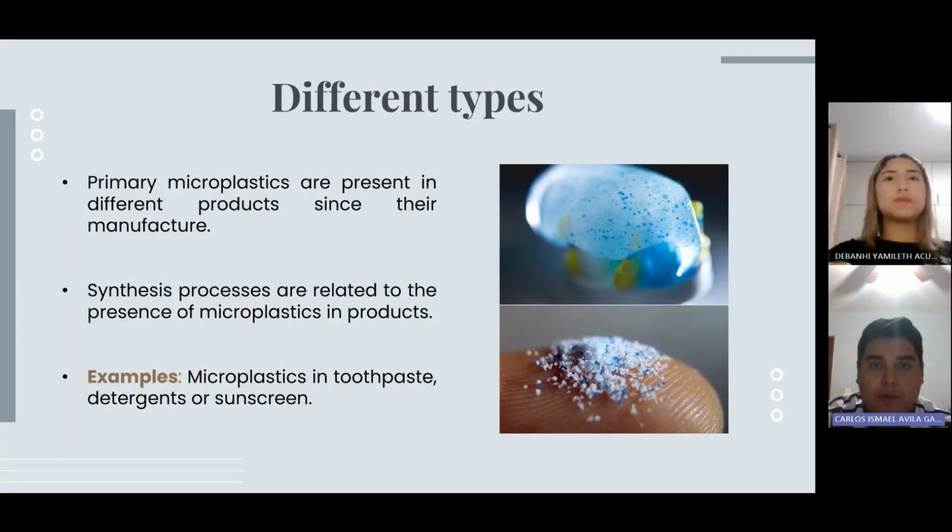We can remark two main characteristics of this type of microplastic. The first one is that primary microplastics are present in different products since they're manufactured. The second one is that synthesis processes are related to the presence of microplastics in products. And we can mention as examples the microplastics in toothpastes, detergents, or in sunscreen.